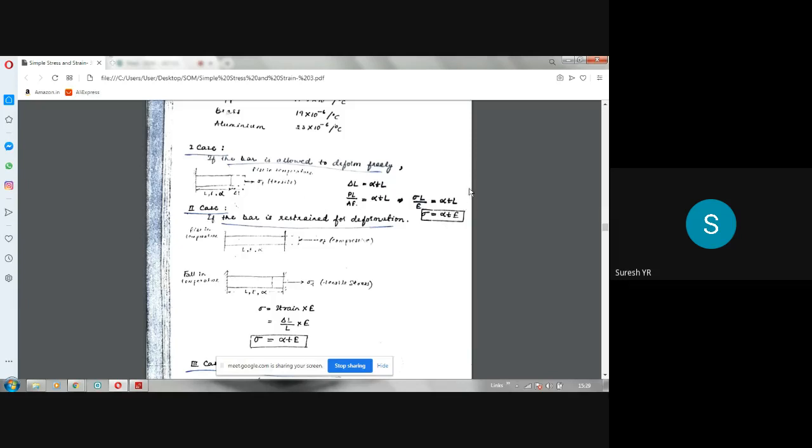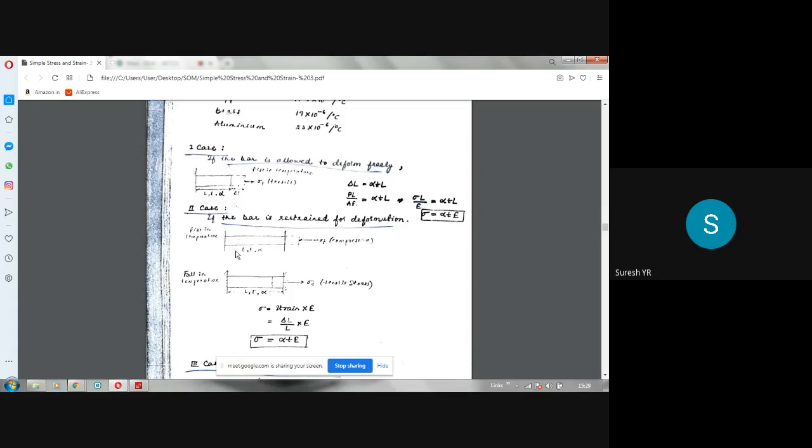So you have to remember this expression for doing problems. Okay. Then the second case is, suppose the bar is restrained against deformation. What do you mean by that? It is fixed at both the ends. See here, here it is restrained, here also it is restrained. In that case, if the bar is heated or cooled, there should be either elongation or compression, but because of this restrained condition, an opposite type of stress develops.